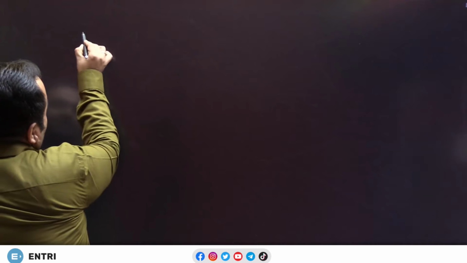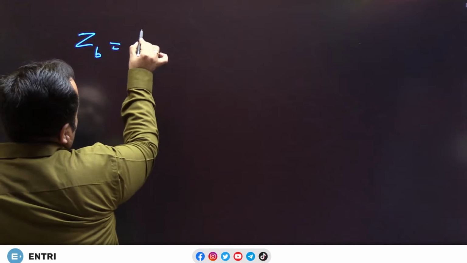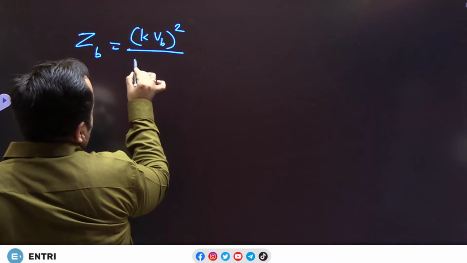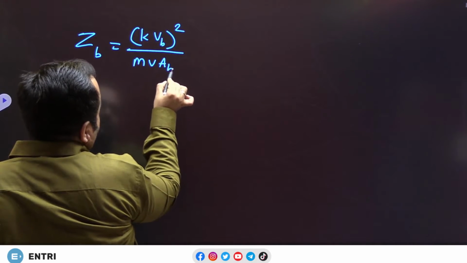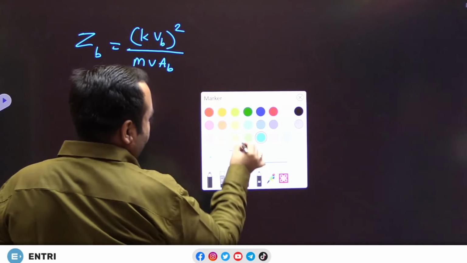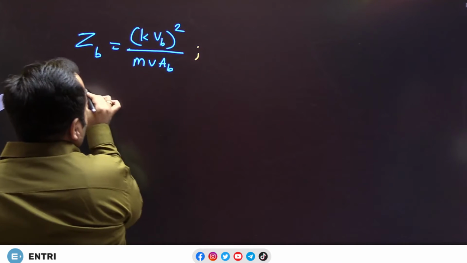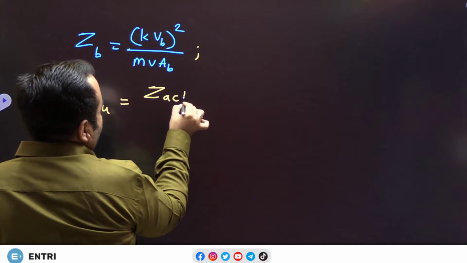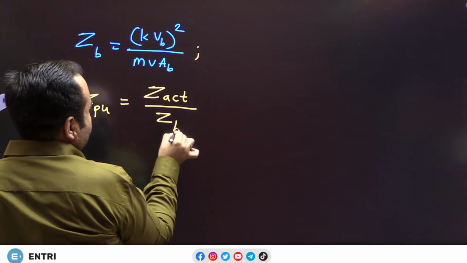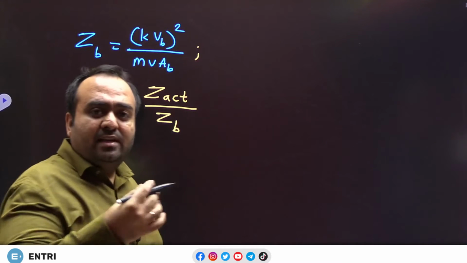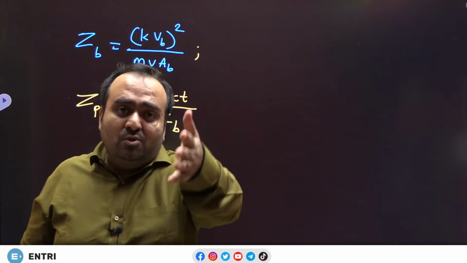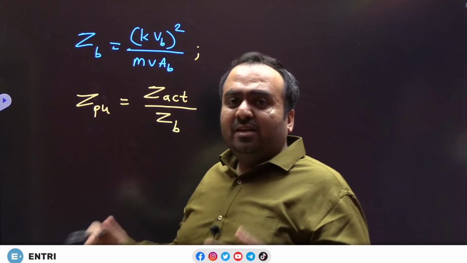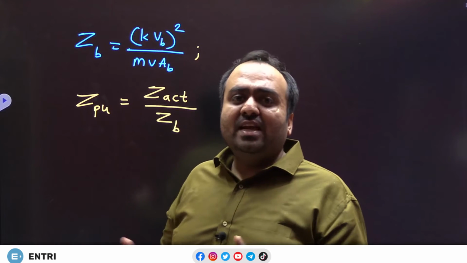I was saying that ZB is KVB square upon MVAB. Say there is some Z actual given to you, so Z per unit will be Z actual upon Z base. Can you please put this ZB here and calculate? Pause the video at the appropriate time. You know the rule, pausing the video at the appropriate time. So please put the value here and establish a relation between ZPU, Z actual, MVA and KVB.